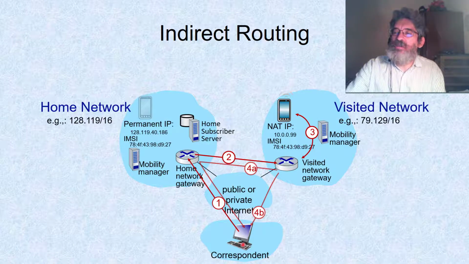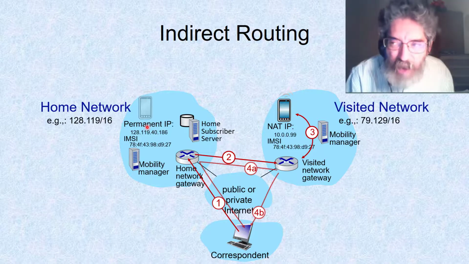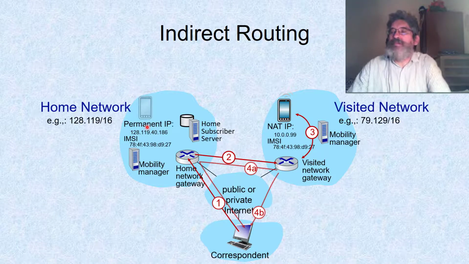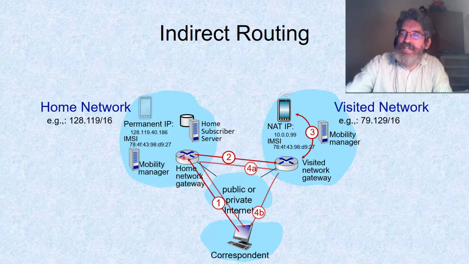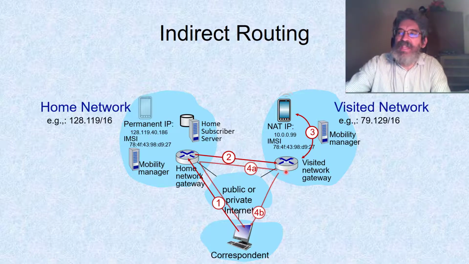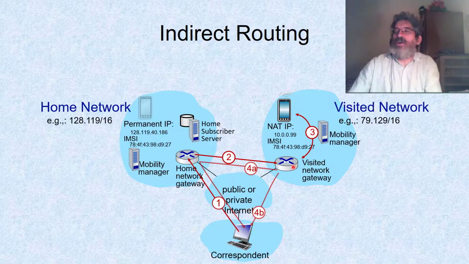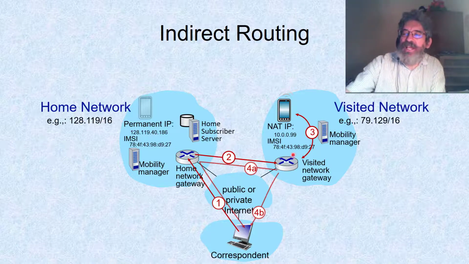What amounts to the correspondent thinks of my permanent IP address, and will send it to my permanent network. My home network gateway, my agent here, realizes that I'm not here, and says, okay, it's really sent over here. So we have what's called a care of address. So it can pack it up, encapsulate it, and send it to the care of address. The care of address unpacks it and sends it to me.